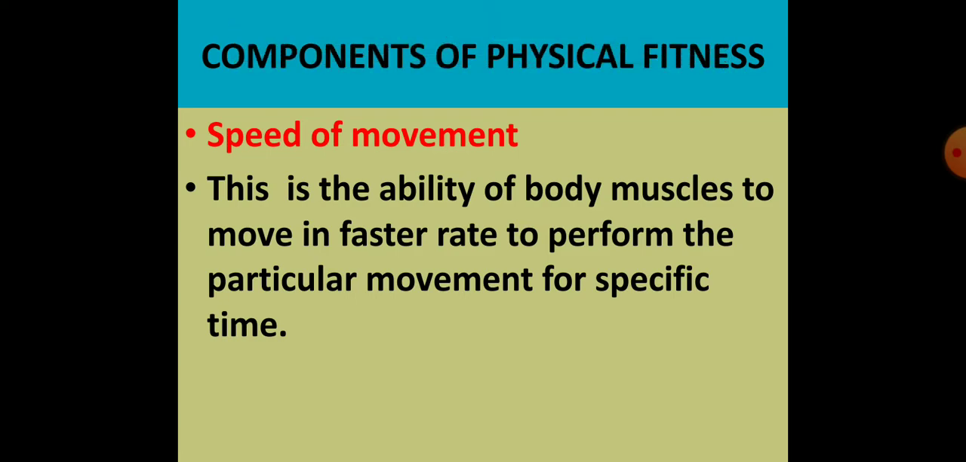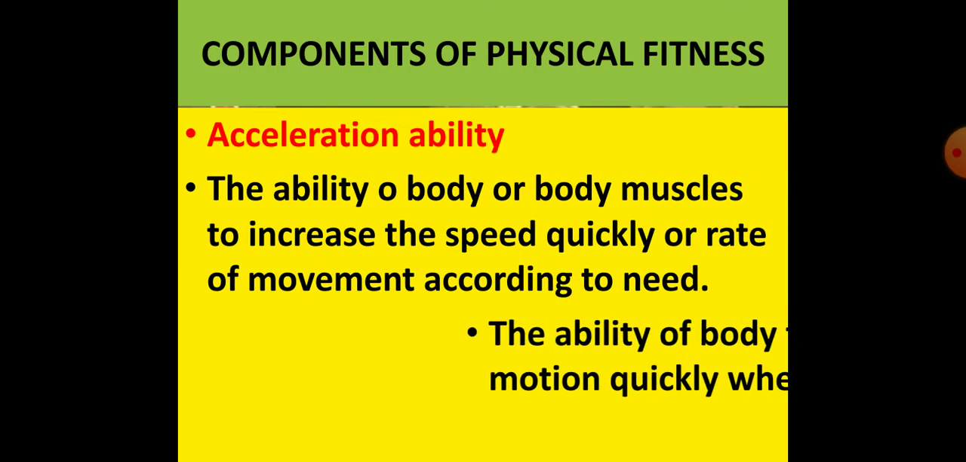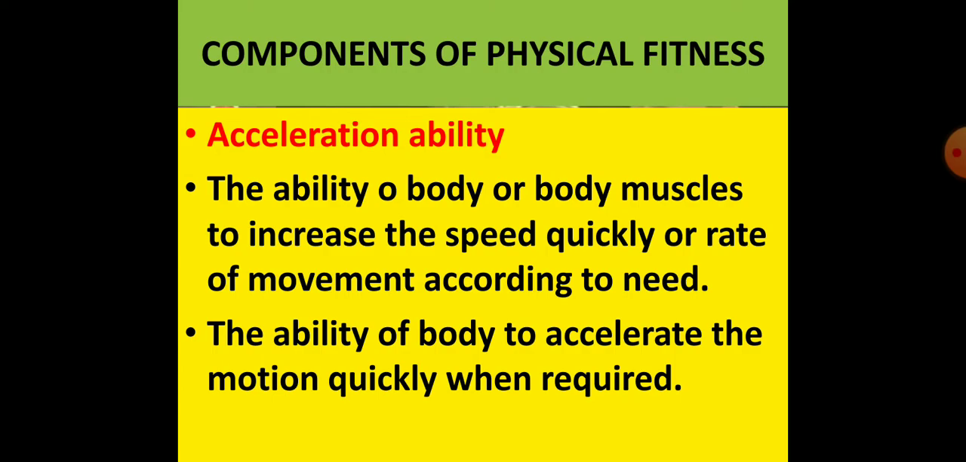Then after that is the acceleration ability. Acceleration ability is the ability of the body or body muscles to increase the speed quickly or the rate of movement according to the need. From the word accelerate, there are accelerators in bikes, cars and other vehicles, which have the work of increasing the speed. So acceleration ability means how we can increase the speed quickly. The ability to quickly and efficiently get to full speed is known as acceleration. It is also a vector quantity, the rate at which an object changes its velocity or speed of motion.